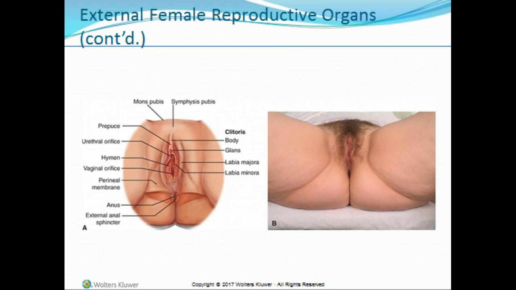And this is a picture of the female external reproductive organs. As you can see, here's the mons pubis. You have your urethral orifice, the hymen, the labia majora, the labia minora, the anus. So that's your female external reproductive organs.